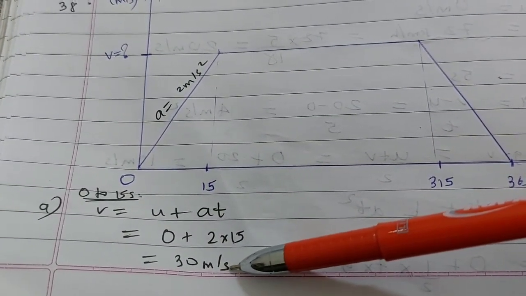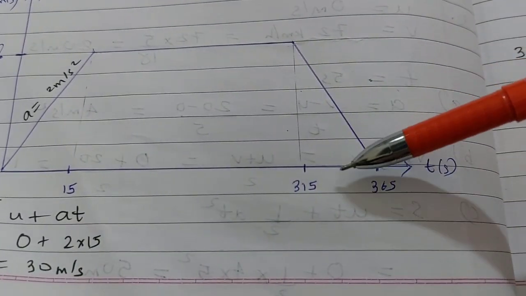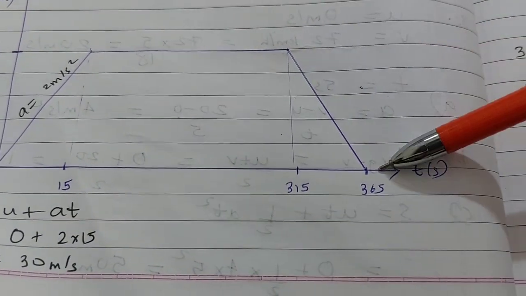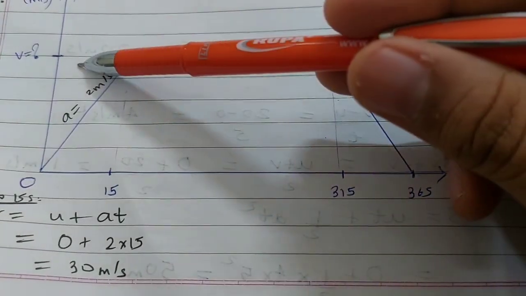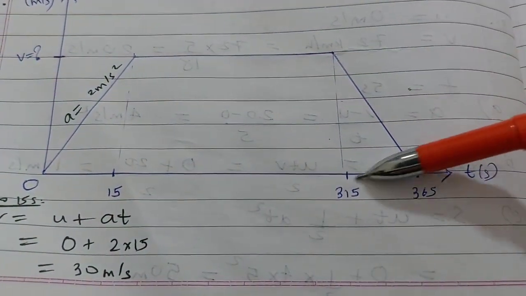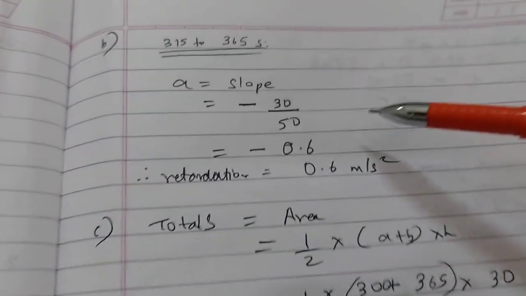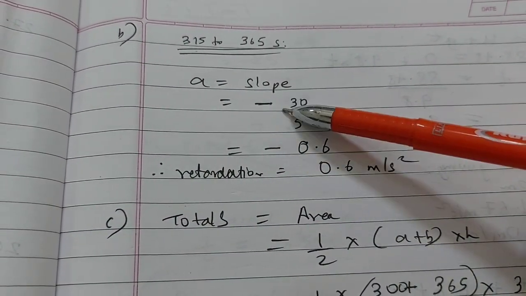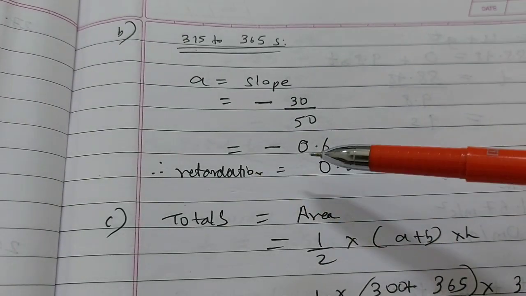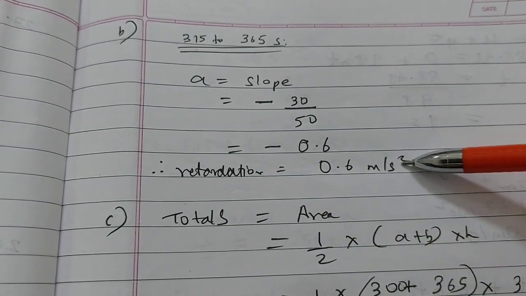Second question, what is the acceleration in the last 50 seconds? Well, that's the slope. It is height upon base, but what is the height? Well, fortunately, I have found v, it is 30, so the height is 30 and the base is 50 seconds. So that's minus 0.6, by the way. Don't forget the negative sign because there was a negative slope. But when you write retardation, no need to put the negative sign, 0.6 meters per second squared.